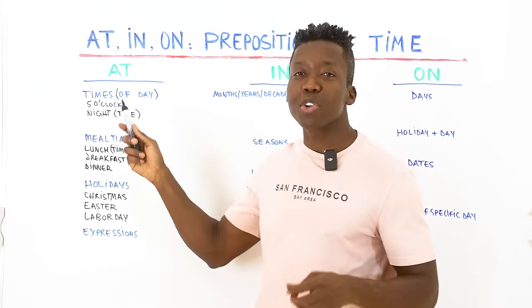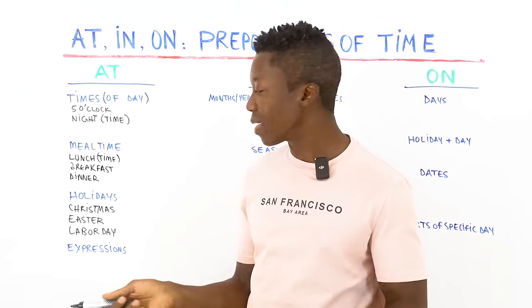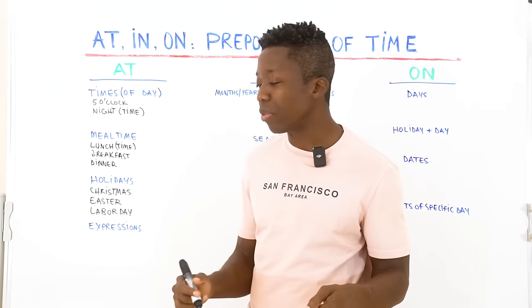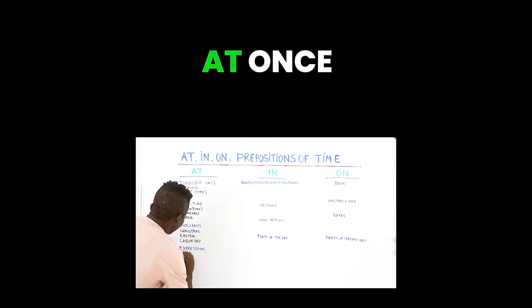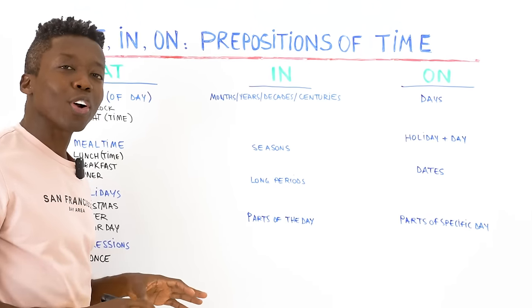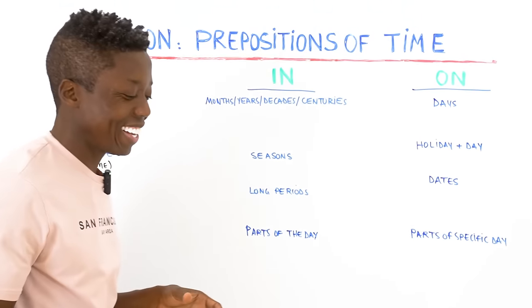We also use the preposition of time at for certain specific expressions. For example, right now means at once. You can also say at present, I'm not looking for any relationships.